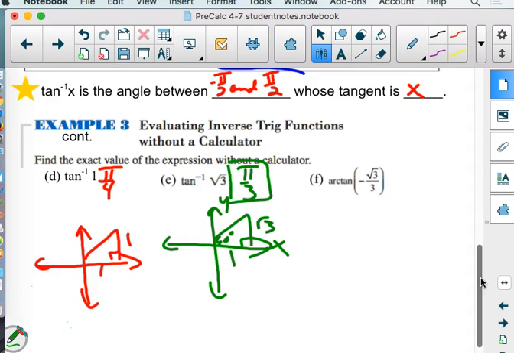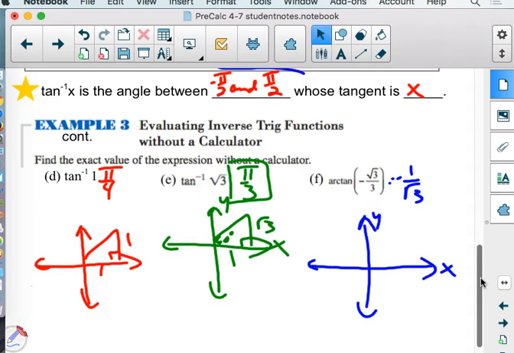Oh, that one looks tougher. First things first. Did it come to us as negative square root of 3 over 3 in our triangle? No. What did it come to us as? Negative 1 over square root of 3. And this one is negative. So where are we putting our reference triangle? Quadrant.